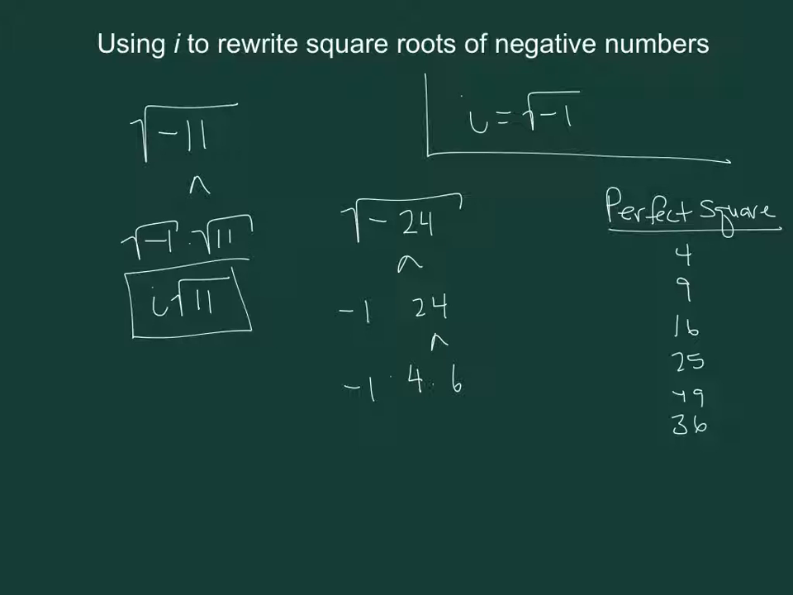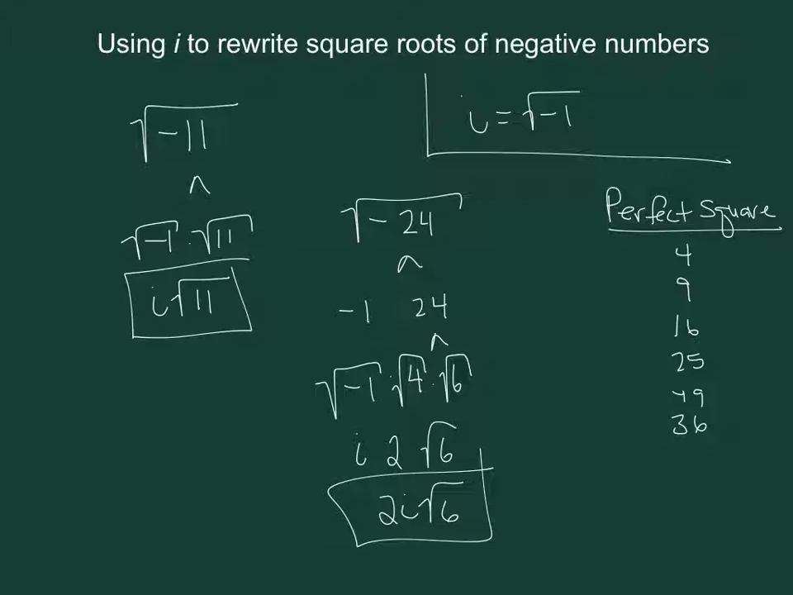Okay, so now that I've basically created a factorization out of this, I can take the square root of each. The square root of negative 1 is i, the square root of 4 is 2, the square root of 6 stays the square root of 6, and so I just have to make this look pretty, so I go 2i square root of 6. And that problem is done. Let's do one more.